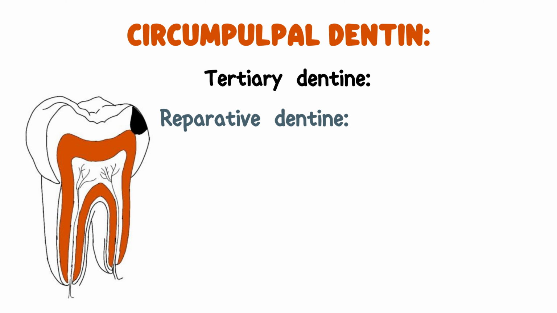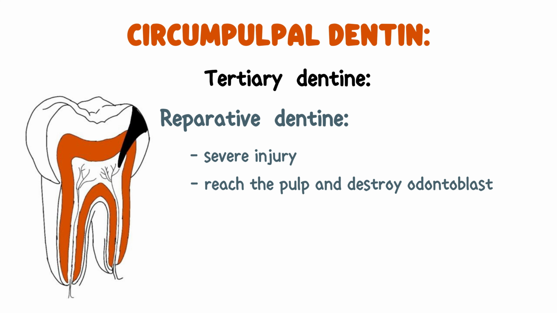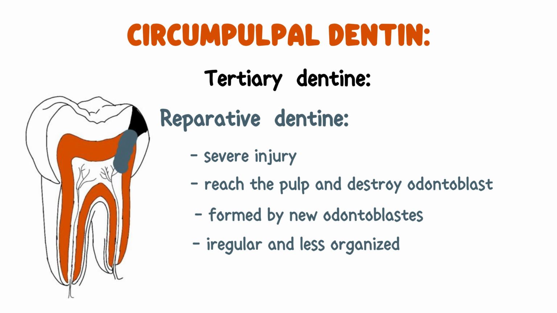Reparative dentin. It's formed in response to severe injury or irritation that destroys the original odontoblasts. It is produced by newly differentiated odontoblast-like cells. Unlike reactive dentin, reparative dentin is more irregular and less organized, but it provides a vital protective barrier for the pulp in cases of significant damage.